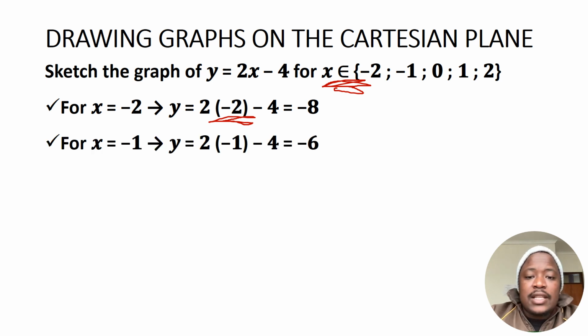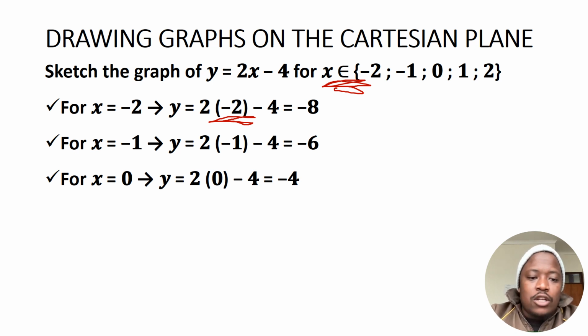And then we go to the second value of x. For x is equals to negative 1, that means where we see x, we are going to substitute with negative 1. Then y is equals to 2 into minus 1, close the bracket, minus 4. Therefore, 2 multiplied by negative 1, subtract 4 will give us negative 6.